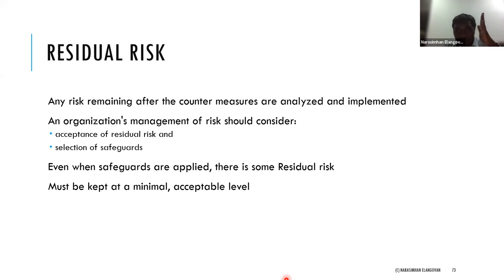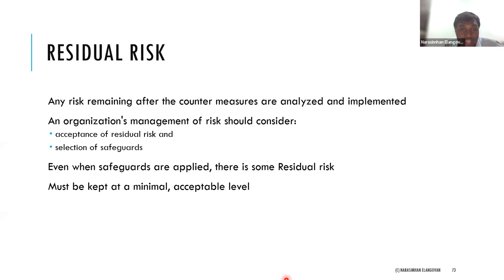That means your risk was of an accident. You kept a countermeasure of a helmet. You felt that the residual risk is not acceptable for you. You kept another countermeasure. What is the other countermeasure? Elbow caps and kneecaps. And after that, you feel that, okay, even if the child falls, there will not be a major impact, right? That is called risk acceptance.